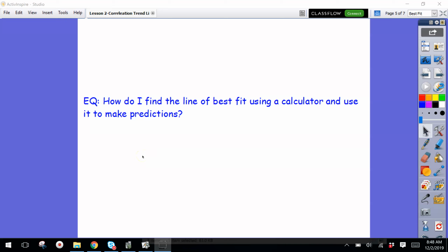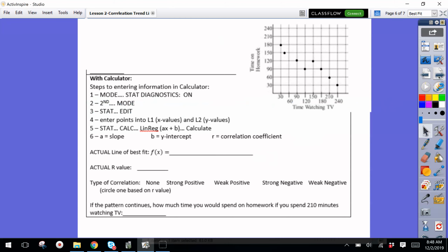In this video, we're going to be talking about how we find the line of best fit using a TI-84 calculator, and how we use that to make predictions about the correlation that's going on. So here we have a scatter plot. It clearly looks like a line and it's going down, but we're going to find the actual line of best fit that best fits this line in order to use it to make predictions.